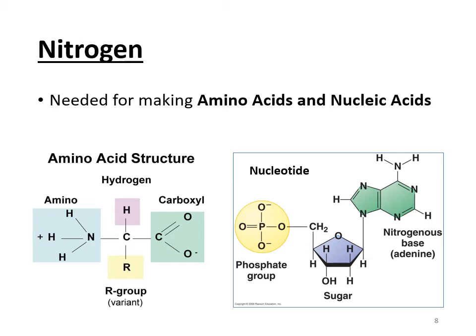Nitrogen I write out as NaN, N-A-N, to remind myself that nitrogen is required for amino acids and nucleic acids. Okay? So when you see those words, you have to ask yourself, well, what is the cell actually building? Well, amino acids, that's proteins, right? That's the building blocks of proteins. And nucleic acids are for DNA, RNA, and ATP. Okay, so nitrogen is needed to make proteins and to make things like DNA and RNA. Okay, so very important, nitrogen.